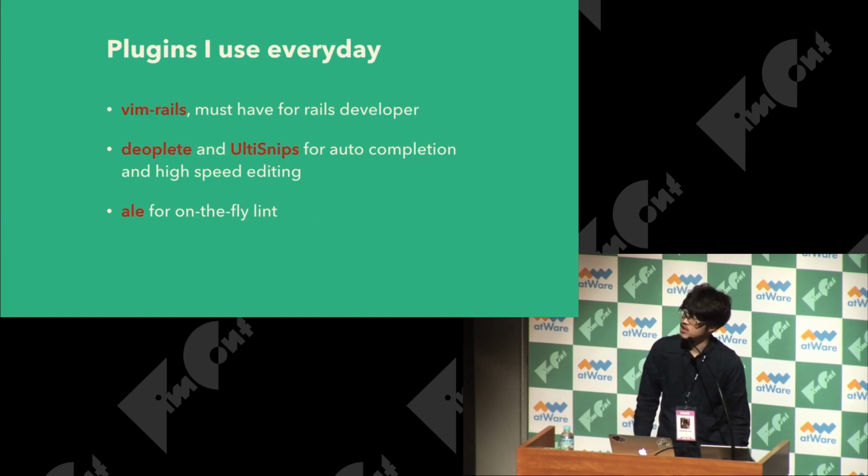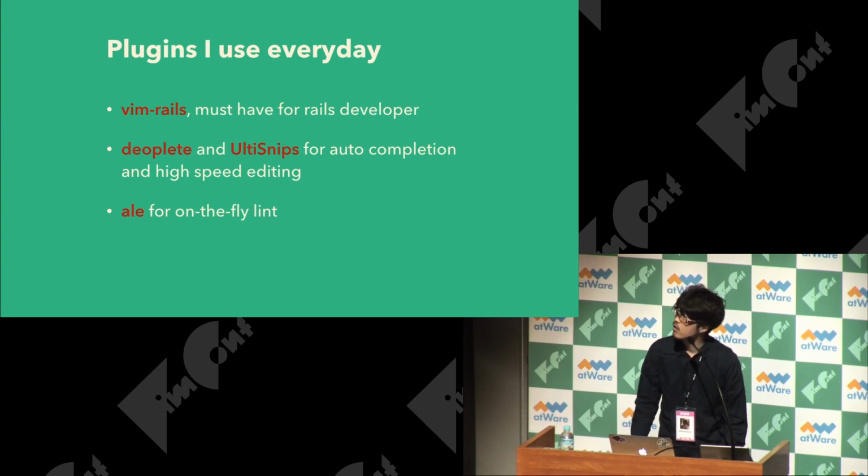So I will introduce the plugins I use every day. Well, most of them you might know. Vim-rails is definitely one of the most essential plugins for Rails developers. And Deoplete and UltiSnips for auto-completion and fast code editing. Yeah, not auto-completion, but normal completion itself is really great. But I prefer auto-completion more because I don't need to type a command every time.